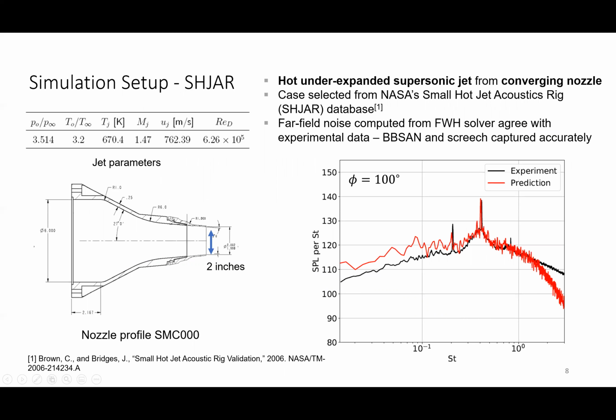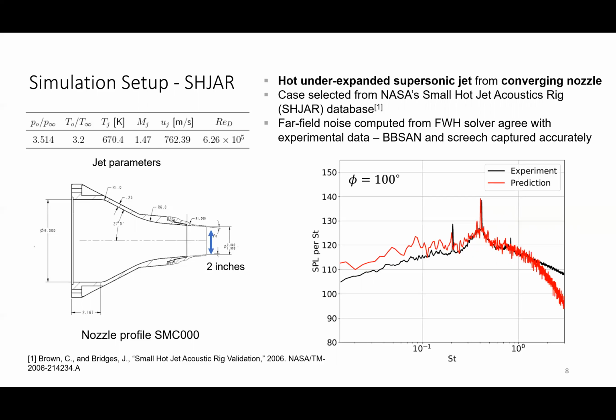The first case is a hot unexpanded supersonic jet from a converging nozzle, SMC000. The drawing of the nozzle is shown on the left-hand side. The jet parameters are shown in the table, which was used to reproduce a set point in the SHAR database from NASA.